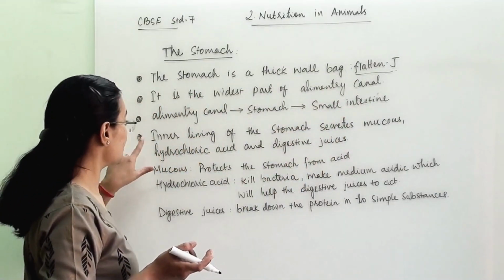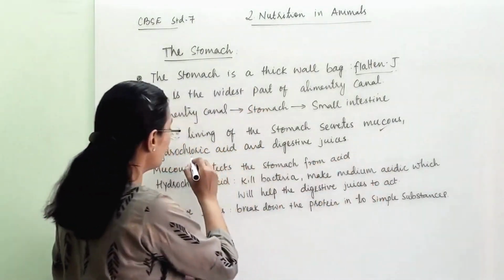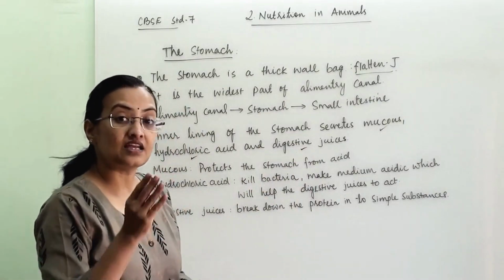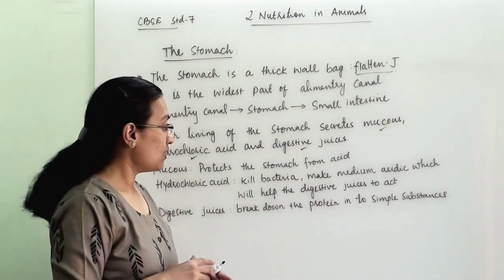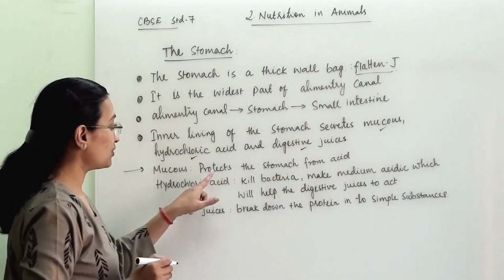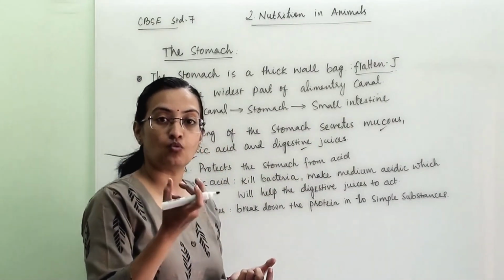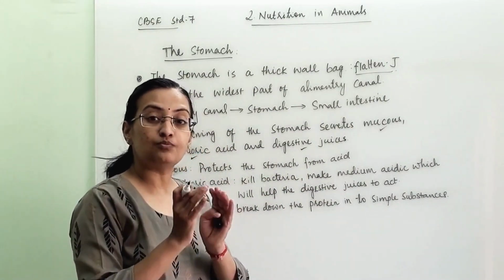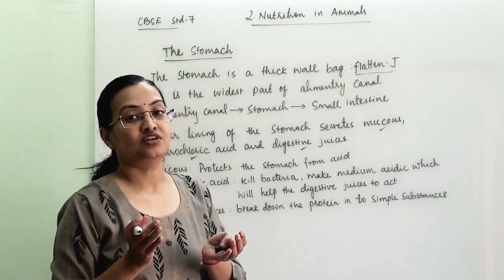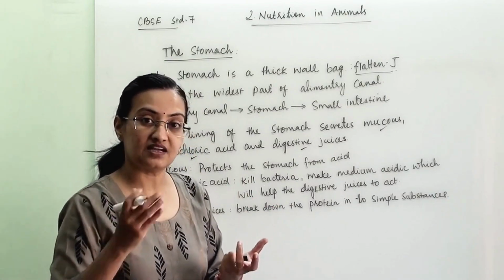Now the function of the stomach: the inner lining of the stomach secretes mucus, hydrochloric acid and digestive juices. These three things the inner lining of the stomach will secrete. Now what are the functions of these three? The mucus will protect the stomach from the acid, whatever hydrochloric acid is being secreted from the wall of the stomach. So this mucus will protect the inner lining of the stomach from the adverse effect of the acid. Because we want the acid's effect on the food particles and not on the stomach.